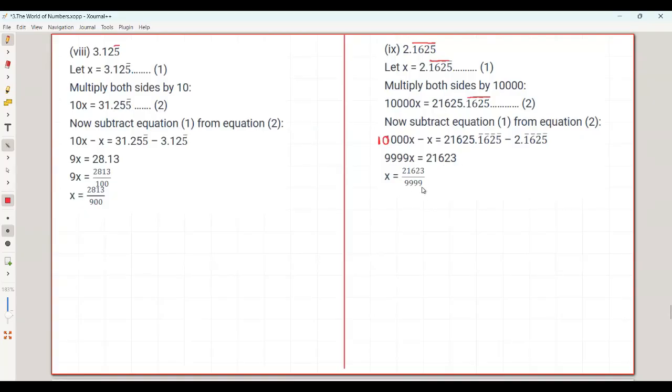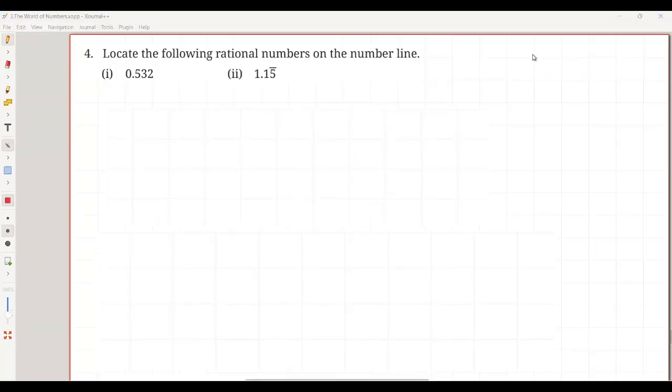9,999 to this side, so it will become a division. So the answer is x is equal to 21,623 divided by 9,999.